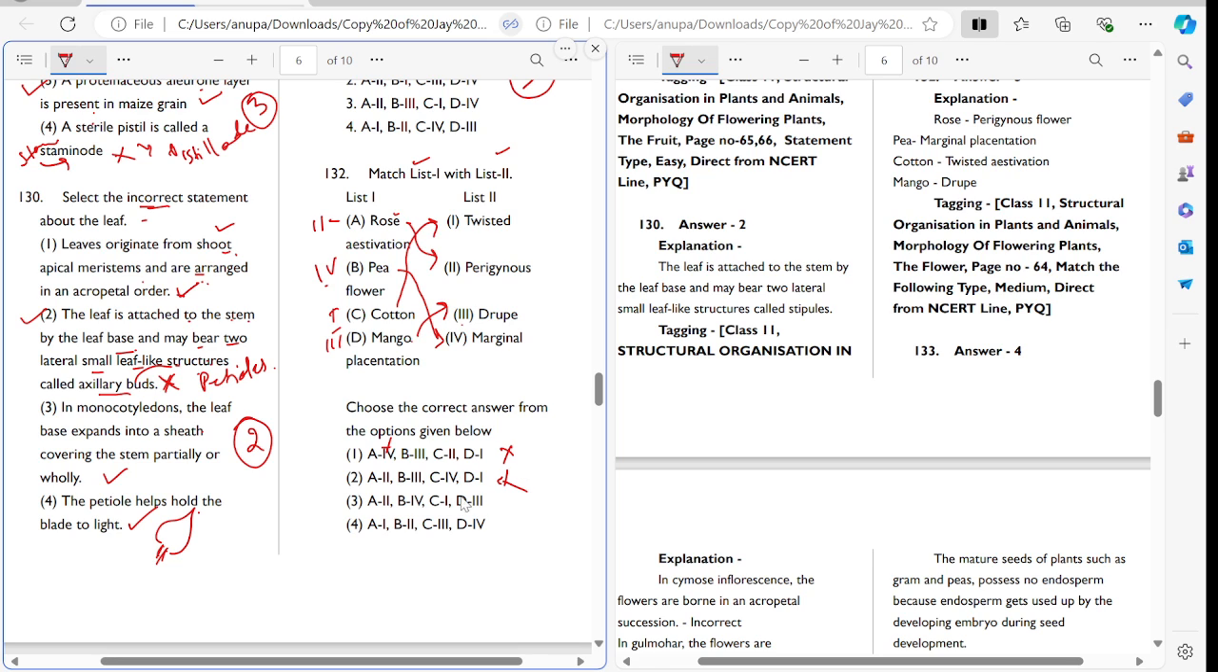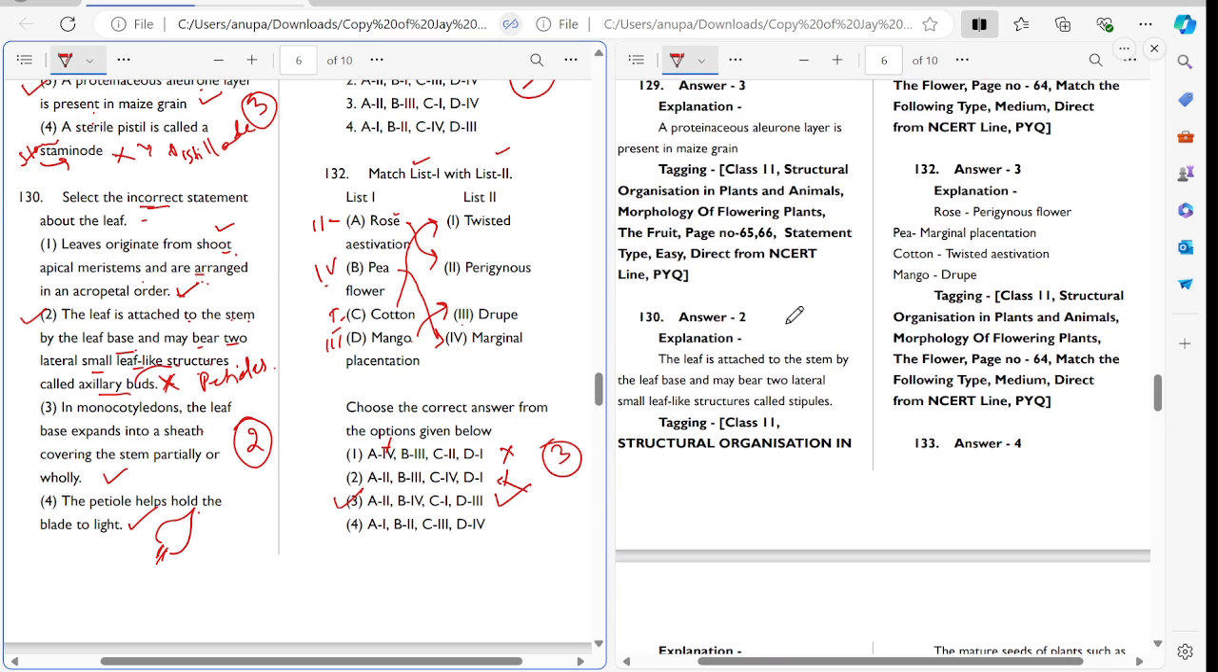And next is A matches with 2. Here, yes, this is right. B matches with 4. This is right. C matches with 1. Yes. And D matches with 3. So this is the correct option. So the answer for this question will be option number 3.